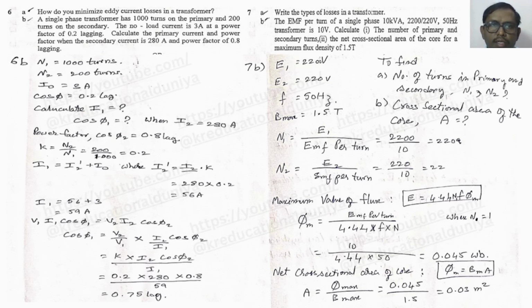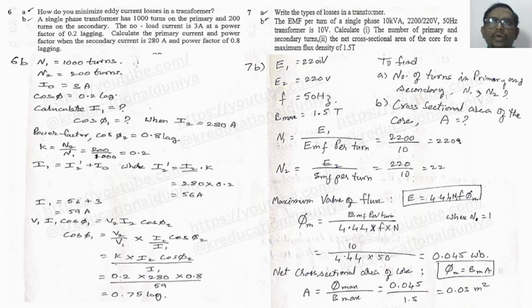The no load current I0 equal to 3 amperes at a power factor of 0.2 lagging. So cos phi value is 0.2 lagging. Calculate the primary current I1 value and power factor when the secondary current I2 is 280 amperes and power factor of 0.8 lagging. So they are asking primary current and power factor, that is I1 and cos phi 1, and they have given the data of secondary. So secondary current is 280 amps I2 and secondary cos phi 2 is 0.8 lagging. We know the transformation ratio K equal to N2 by N1. So 200 by 1000, that is 0.2. Okay, what is transformation ratio?